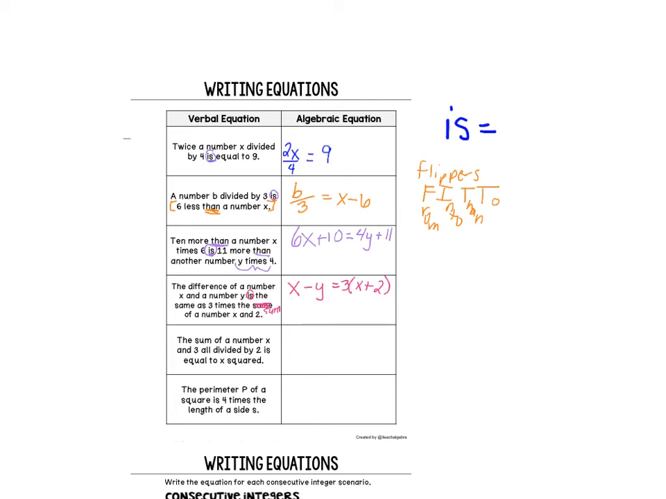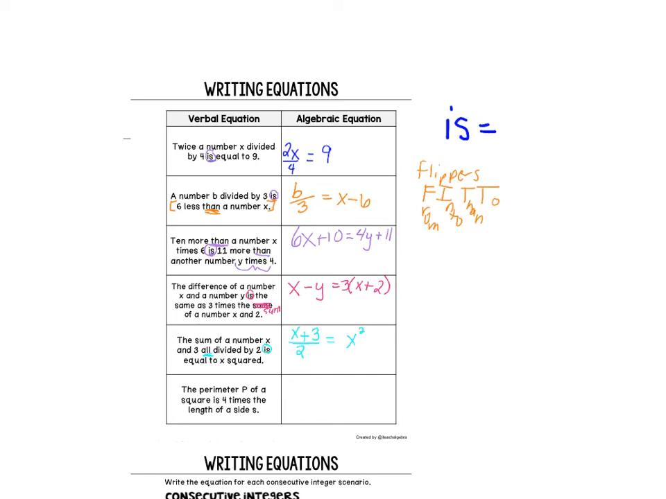Do the next one, 2 more, and then we will move on to something else. Okay, the sum of a number x and 3, all divided by 2, is equal to x squared. So let's start at the top. The sum of a number x, so sum tells us it's going to be plus, sum of x and 3, all divided by 2. So we take that all divided by 2 is equal to x squared, or x to the second power. Super duper.